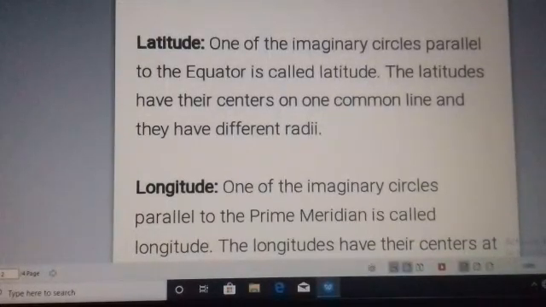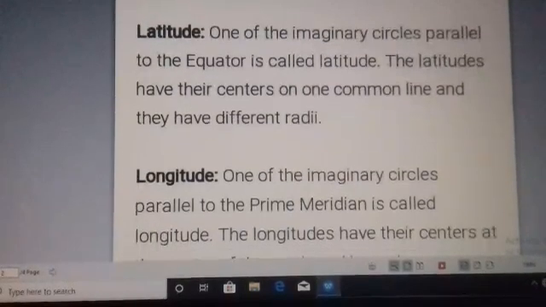Next is latitude. What is a latitude? One of the imaginary circles parallel to the equator is called a latitude. So all the imaginary lines running from west to east direction and parallel to the equator are called latitudes. The latitudes have their centers on one common line and they have different radii. We saw that as we move from the equator to the poles, the length of the latitudes decreases.